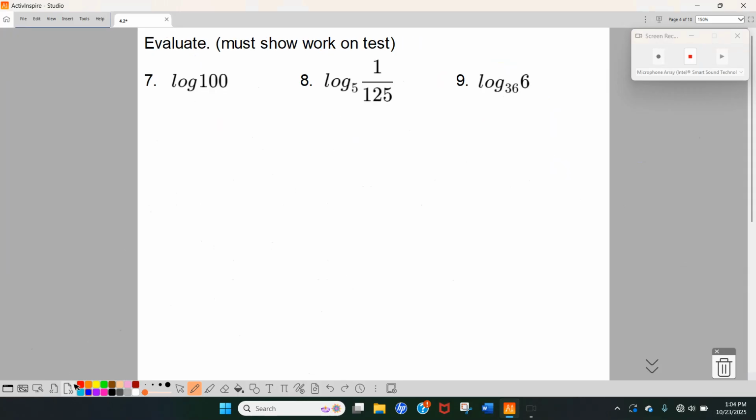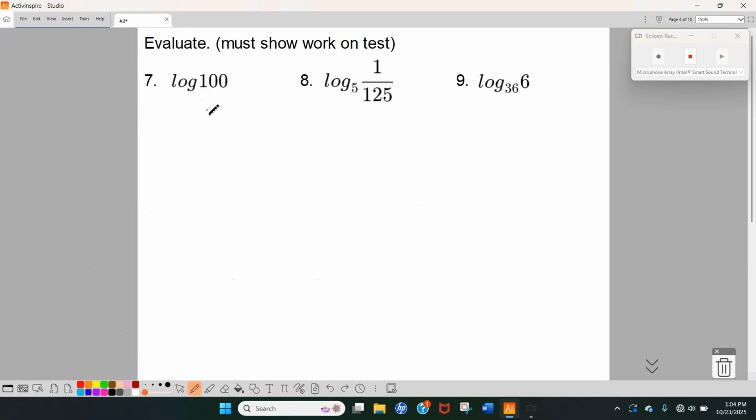All right, so if they ask you to evaluate a log, that means no calculator necessary, that you are only looking to write it in exponential form and figure out the exponent. They're giving you something where you can figure out the exponent. So we're really doing what we did in 4.1. We're going to write it in exponential form, and then it's nothing new.